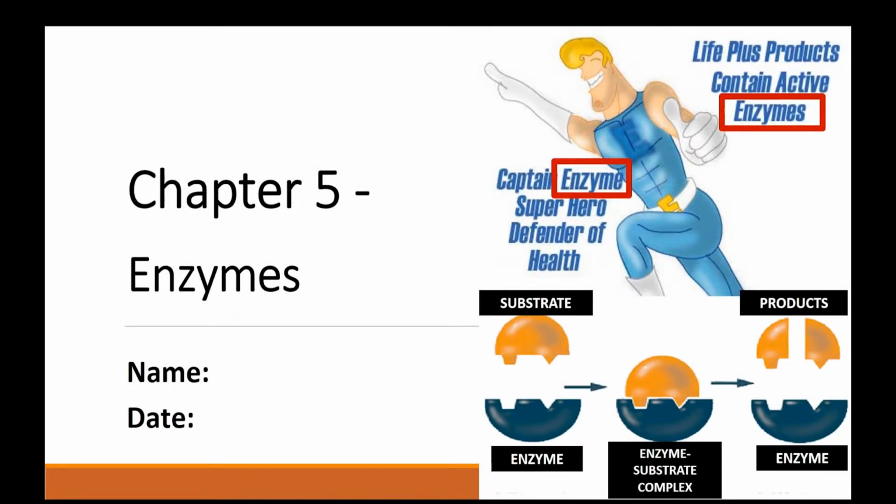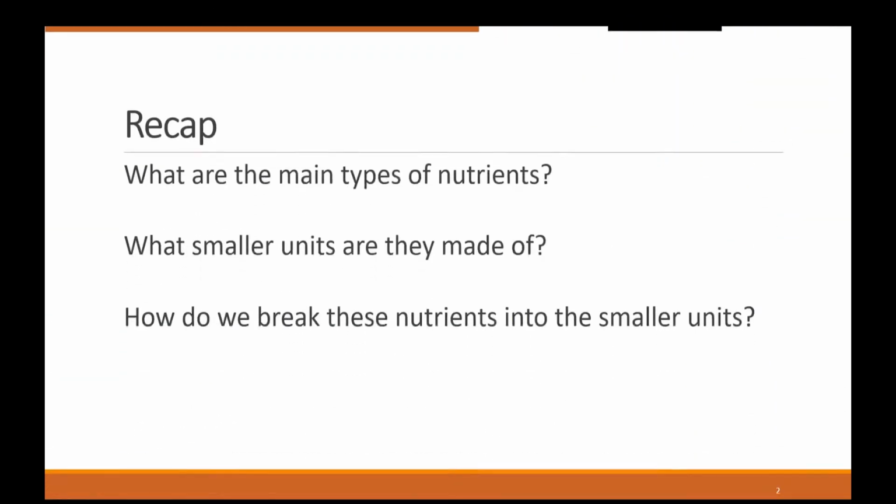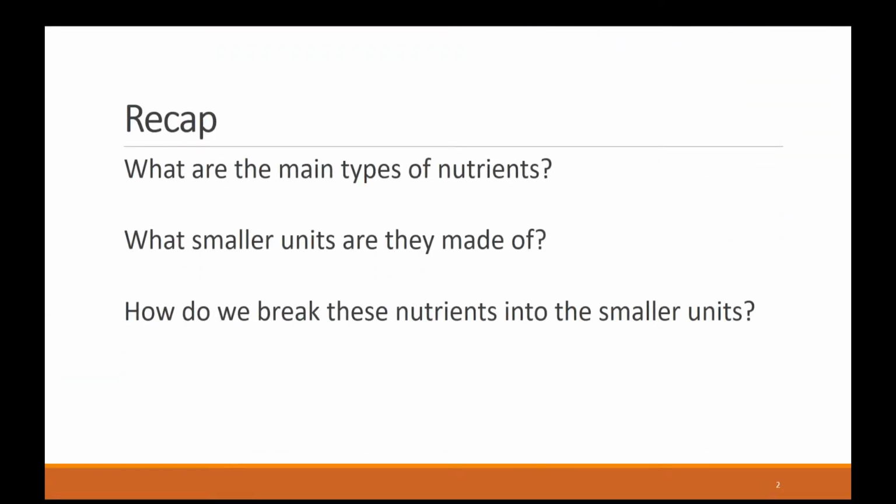Alright, hi everyone. For today's video, we'll be looking at chapter 5, which is on the enzymes chapter. Before we begin, let's just do a bit of recap first. So in the previous topic, you learned about the three common types of nutrients. Do you still remember what they are? Okay, so the three common types of nutrients are your carbohydrates, your proteins, as well as your fats.